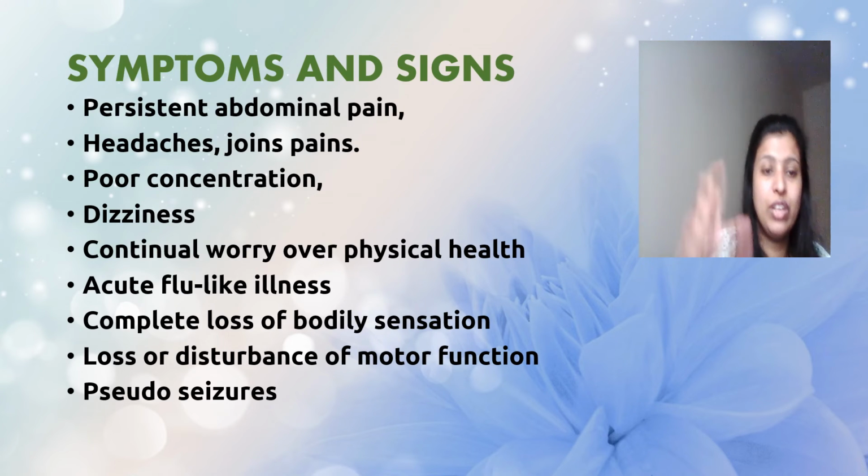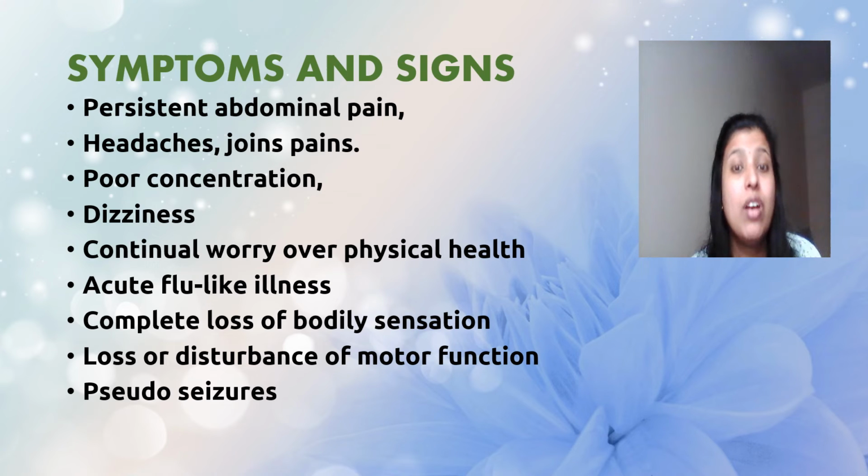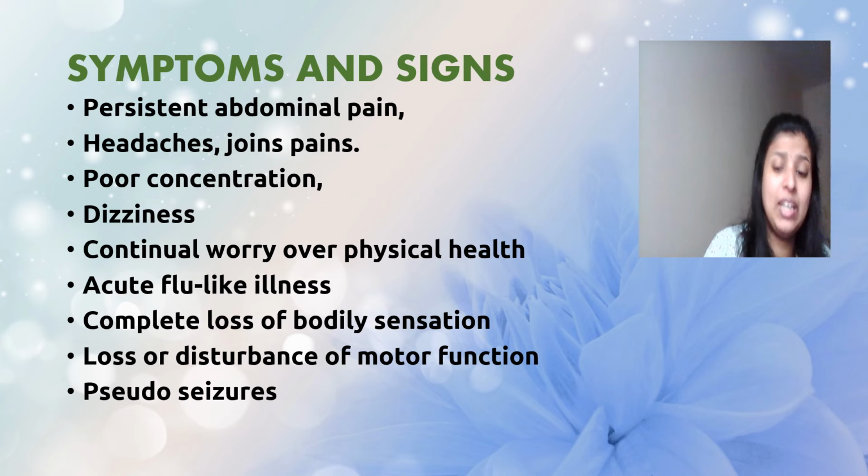So here, one thing you just understand is that you can see physical symptoms in your body without any physical reason, and the reason behind this physical problem is psychological distress. Coming to the general symptoms and signs, I'll tell you some symptoms such as persistent abdominal pain, headache, joint pain, poor concentration, dizziness, continual worry over physical health, acting like an acute flu-like illness, complete loss of bodily sensations, disturbances of motor functions, and pseudo seizures. So these are some general symptoms, but pain is the major thing.